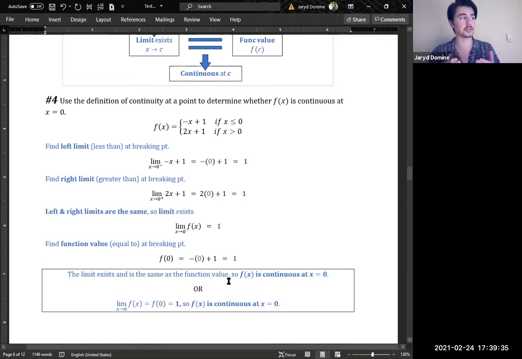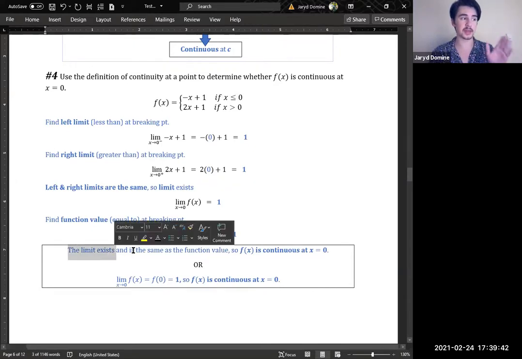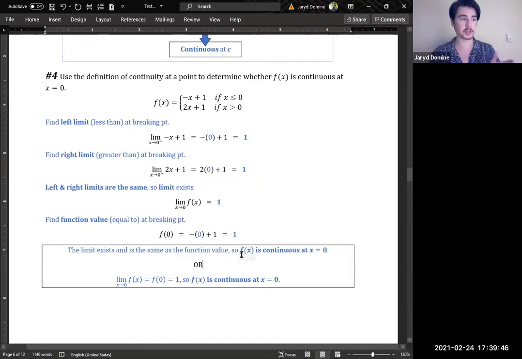So this is one of the problems where she wants you to write it out as a sentence, explaining exactly what's happening. There are two ways to write it. You can say the limit exists and is the same as the function value, so f of x is continuous at x equals 0. There's also a shorter way: the limit of f of x as x goes to 0 equals the function value at 0 equals 1, so f of x is continuous at x equals 0. You just need to get the definition in there. It has two parts: the limit has to exist and it has to equal the function value. If both of those are true, then it's continuous at the point. This phrasing is very important or you'll lose points.